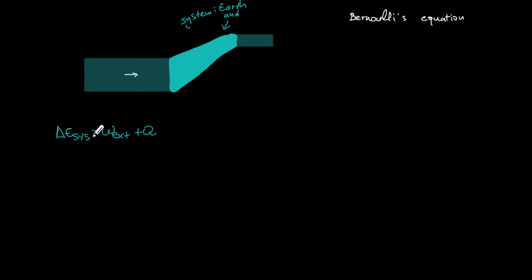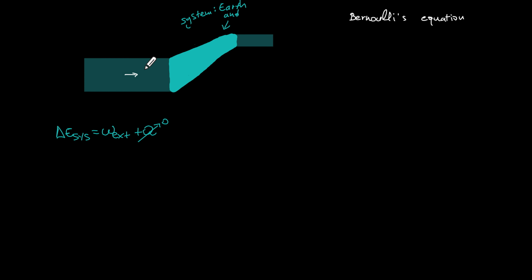Now, when we talk about energy conservation, we start with: the change in the energy of the system is equal to the external work done plus Q. Now, we are assuming that there is no thermal energy transferred between the system and the surroundings, so that would mean probably that there is no friction or not much friction between the fluid and the pipe. Okay, we need to make that assumption.